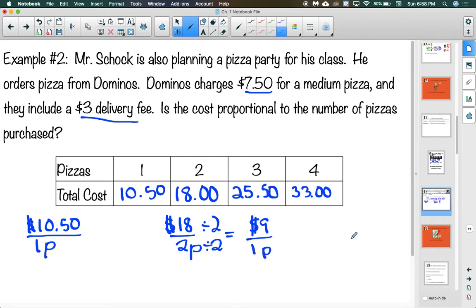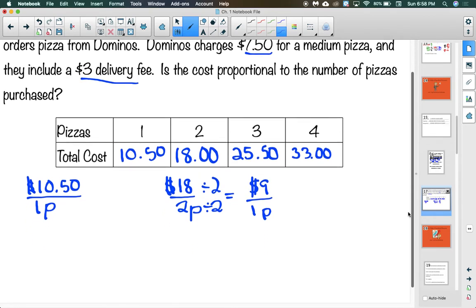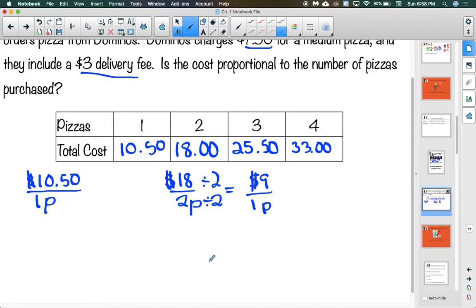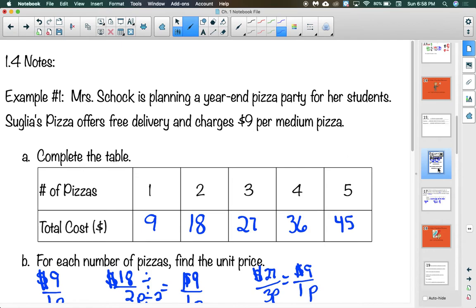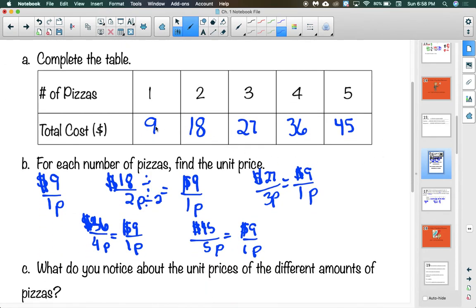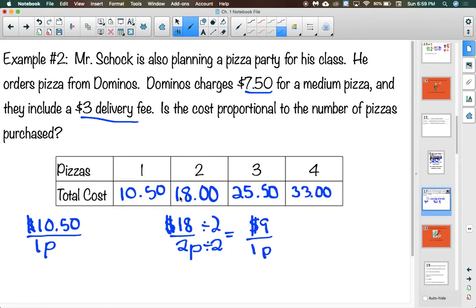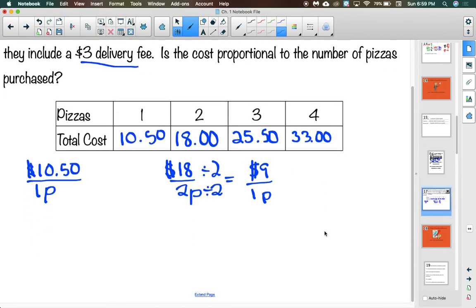And what we can do now is we can actually stop. This problem's over. It's finished. I have my answer. I can tell that this is not a proportional relationship because my unit prices are not the same. Notice it took a lot more work to prove a relationship is proportional. I had to prove that each of these relationships equaled the same unit rate. But as soon as I found 2 that are not equal, I can stop and I can say, nope, this is not a proportional relationship. The unit rates are not the same.